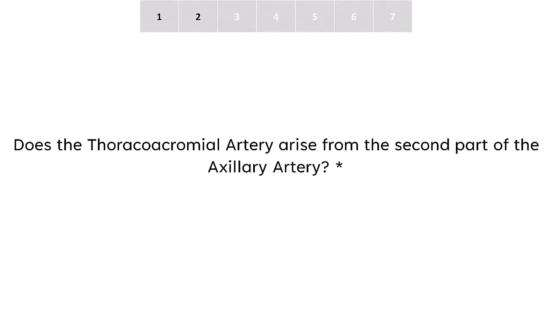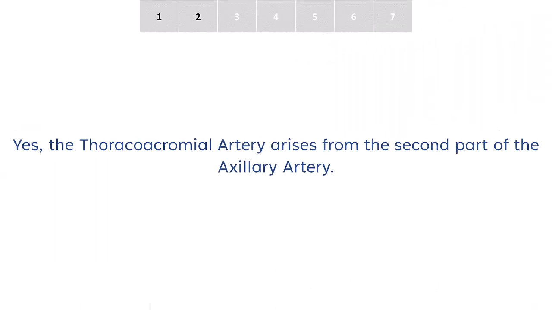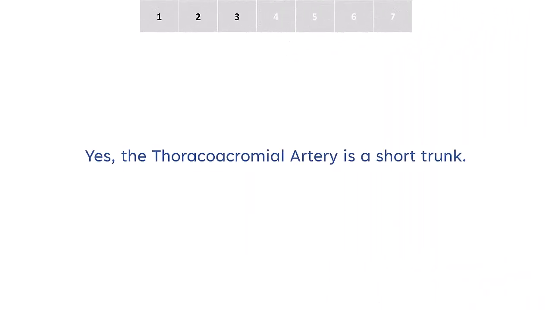Does the thoracoacromial artery arise from the second part of the axillary artery? Yes, the thoracoacromial artery arises from the second part of the axillary artery. Is the thoracoacromial artery a short trunk? Yes, the thoracoacromial artery is a short trunk.